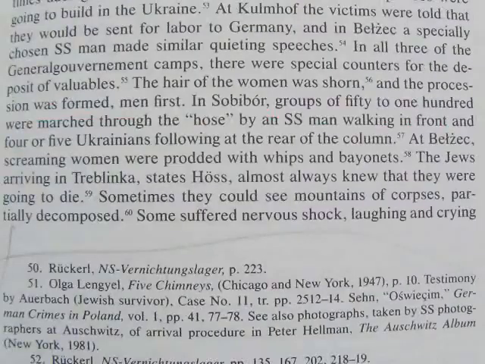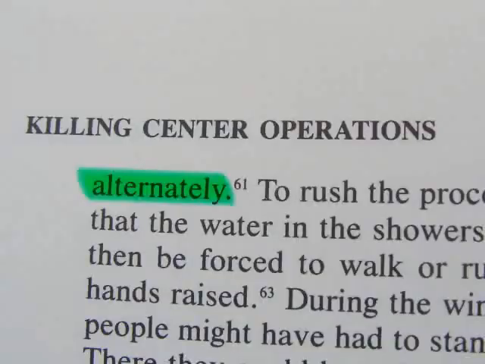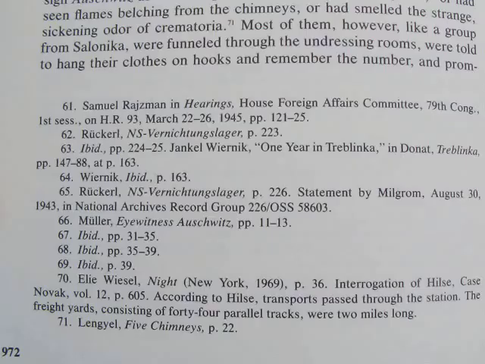Hilberg writes in his book, The Destruction of the European Jews, that when Jews arrived at Treblinka, some suffered nervous shock, laughing and crying alternately. And the little 61 here on page 972 is the source. It is Rosman's article that we've been looking at. Hilberg's modus operandi seems to be this: if you can find a believable paragraph in an otherwise fraudulent article, use it.